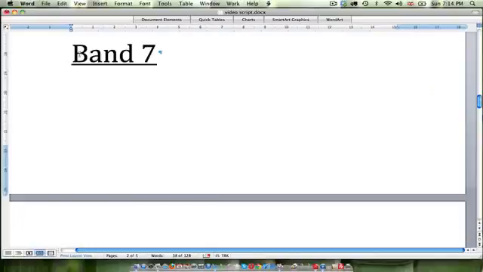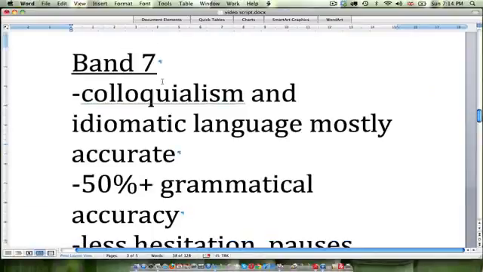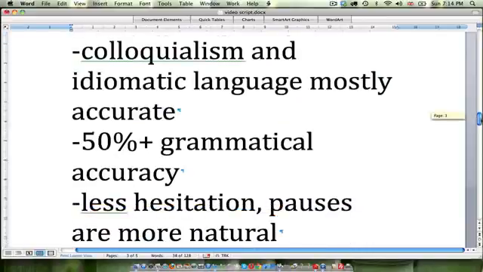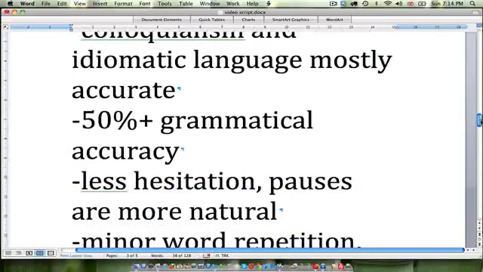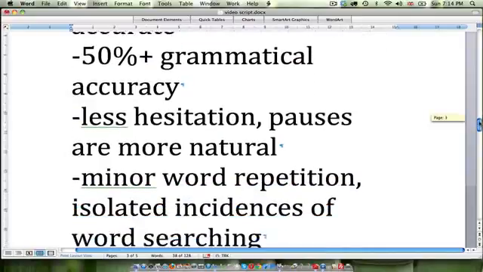Band 7. Colloquial and idiomatic language is mostly accurate, so more than 50% of the time the student is able to use these sorts of phrases with accuracy. The student is grammatically accurate 50% of the time or more. So the majority of the student's sentences are completely grammatically sound.